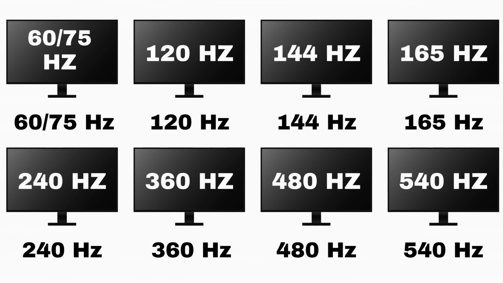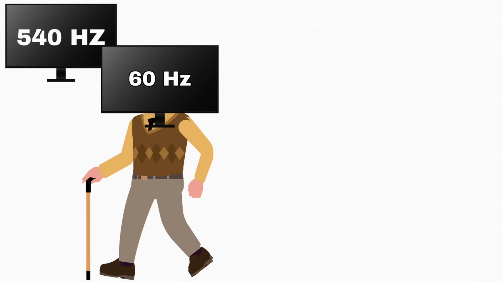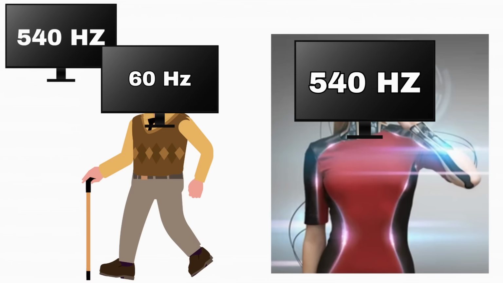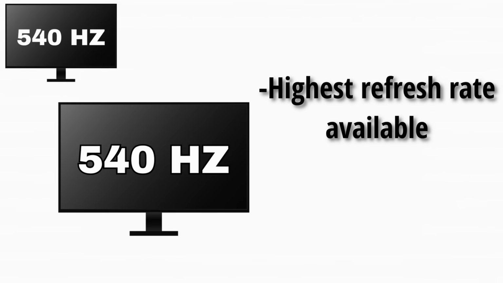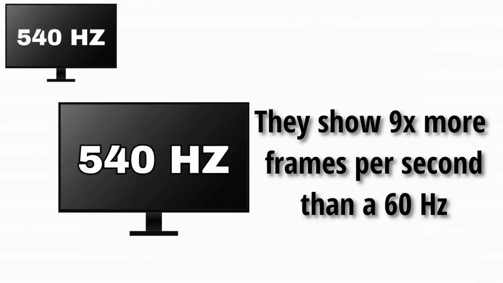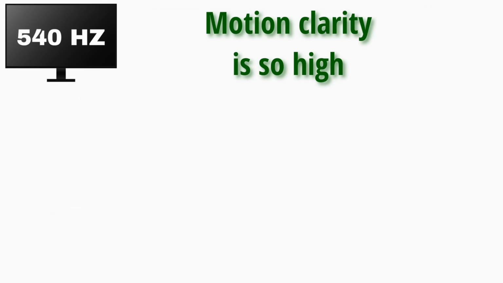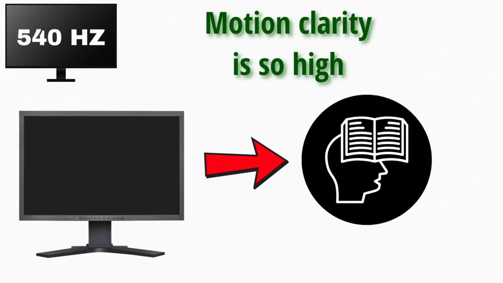Here it is, the final boss of refresh rates, 540 hertz. If 60 hertz was the grandpa, 540 hertz is the cyborg grandson that can see the future. This is currently one of the highest refresh rates commercially available, and it's absolutely wild. 540 hertz displays can literally show 9 times more frames per second than a 60 hertz screen. That means motion clarity so high, you'll think your monitor's reading your mind.